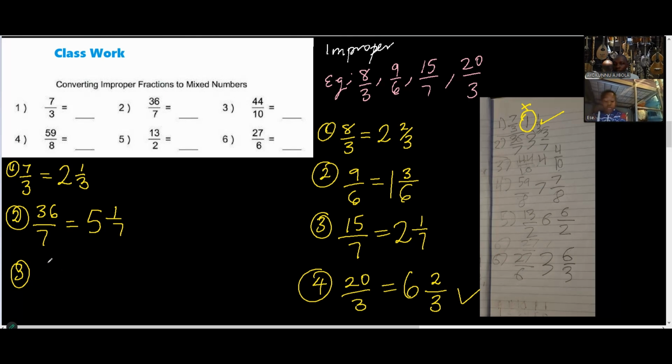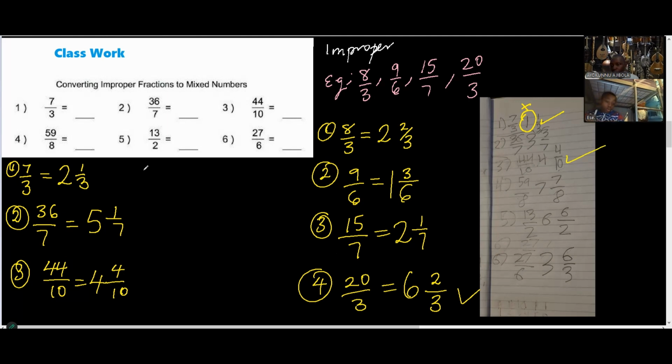Then the third one, 44 over 10. I think you got that one. How many friends can I give 10 each from 44? That's 4 friends, which is 40. Then remainder 4 over 10. And that's correct. Okay?